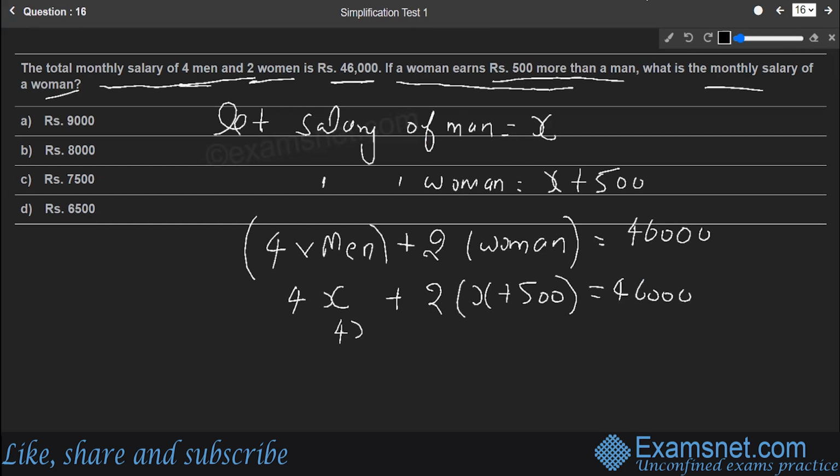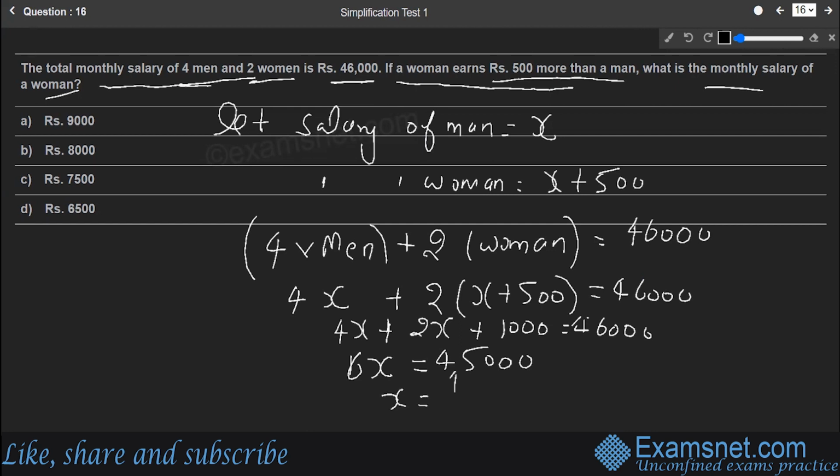Let us solve this further. This is going to be 4X plus 2X plus 2 into 500, which is 1000, equal to 46,000. If we simplify this further, 4X plus 2X is 6X, and 1000 on the other side makes it 45,000. Using this we can find the X value. X is going to be 45,000 divided by 6, that is nothing but 7,500. That is the X value.